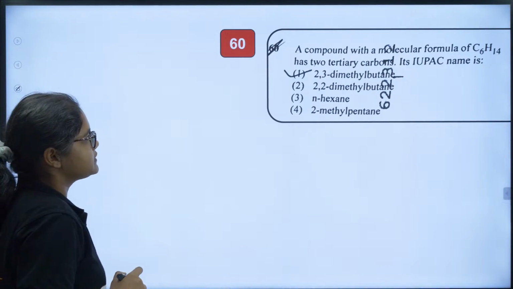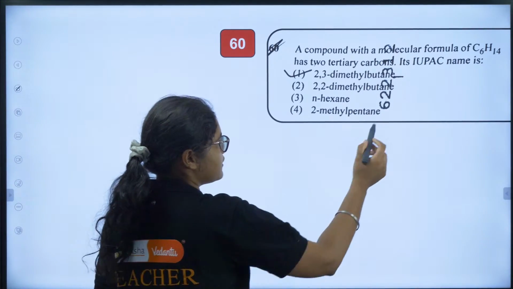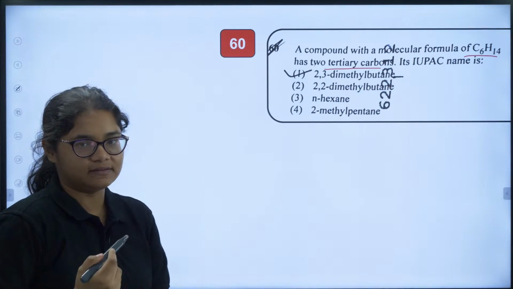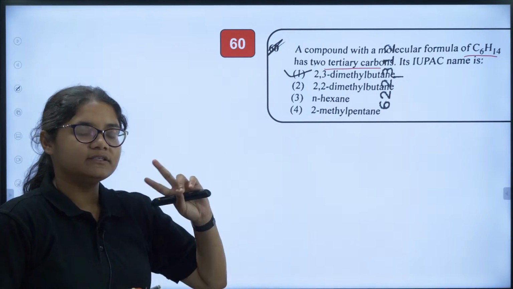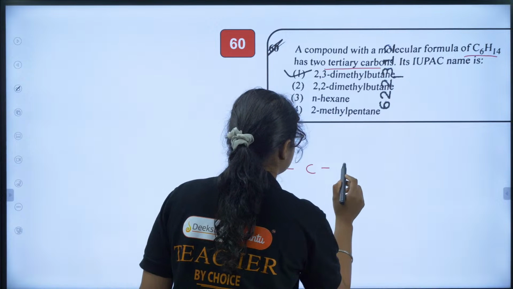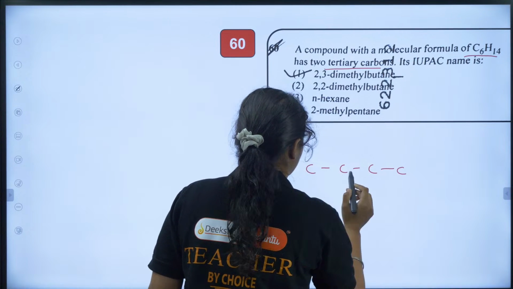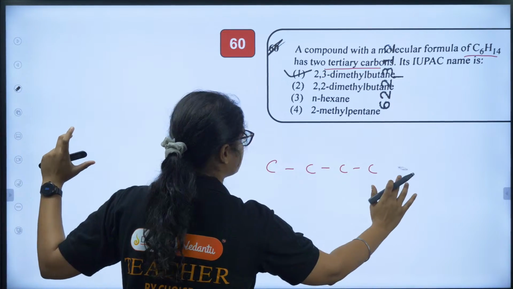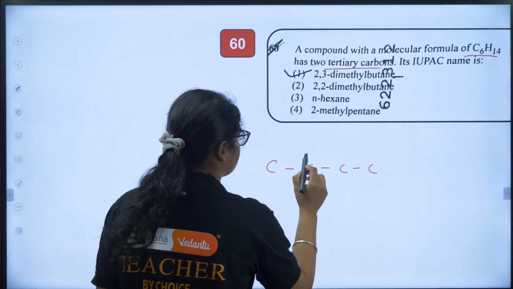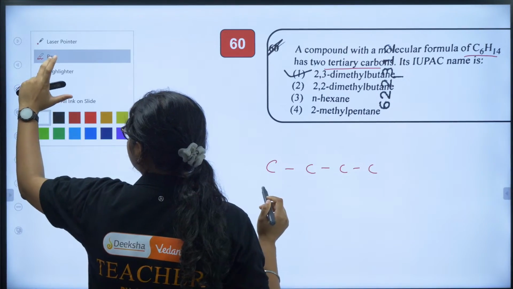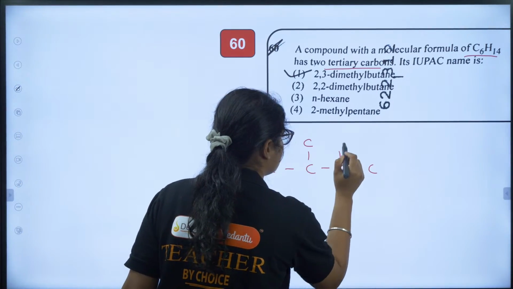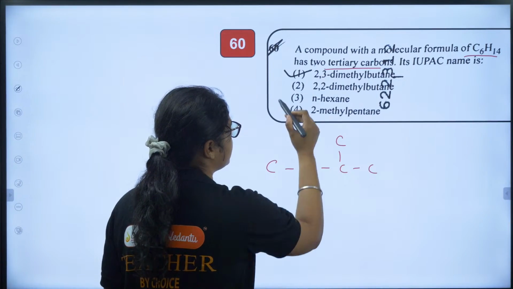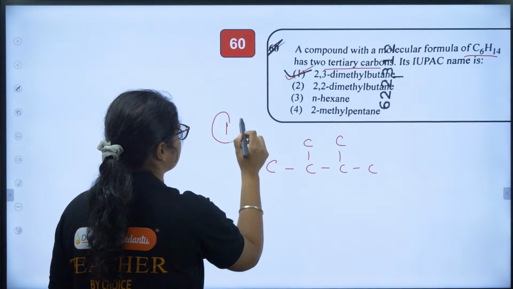Now coming to the next question, a compound with molecular formula C6H14 has 2 tertiary carbons. Its IUPAC name is... So we need to draw a structure which contains 2 tertiary carbons. We have 6 carbons here, right? So we can write it in this way. We'll take 4 carbons here and 2 carbons you can put in the branching, right? So we'll get this one. If you write the IUPAC name of this one, 2,3-dimethylbutane. So that is your correct answer, option number 1.